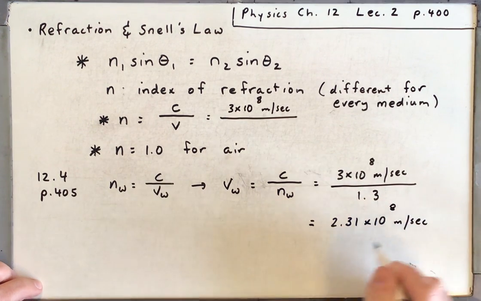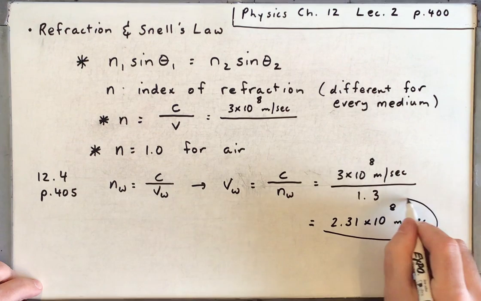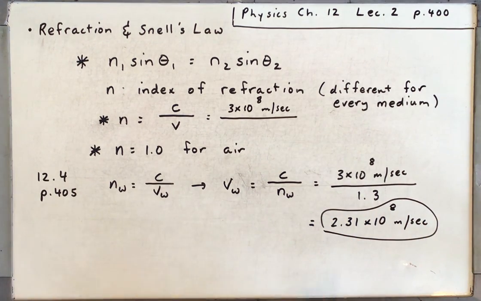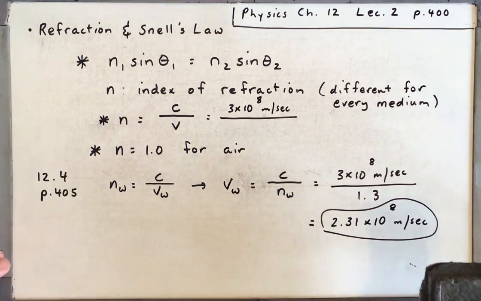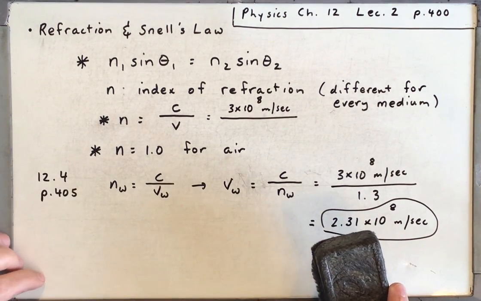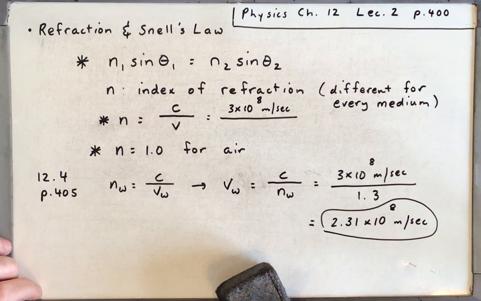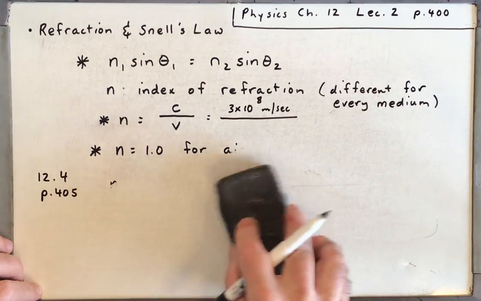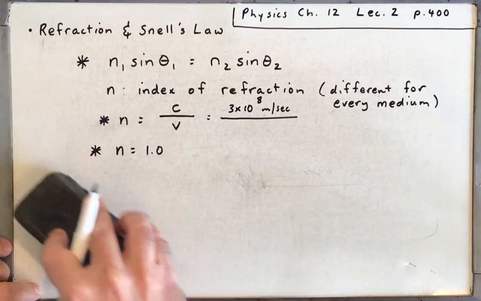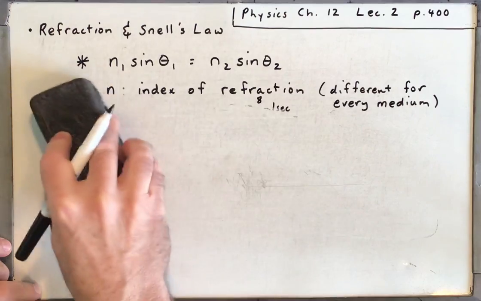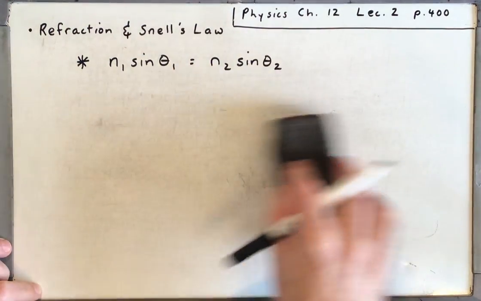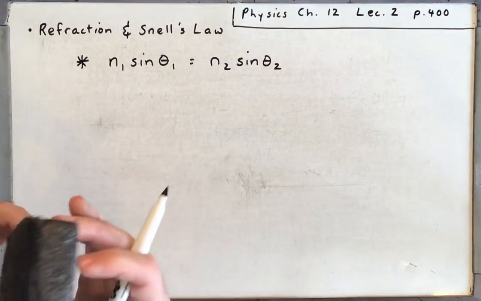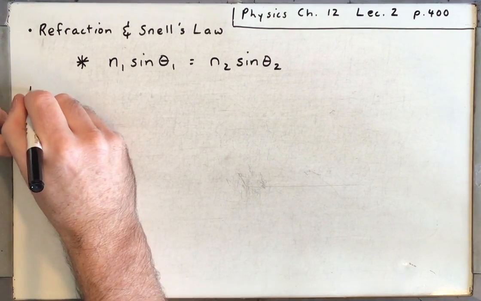So you can see light is quite a bit slower in water than in air. And that difference in speed is what causes it to bend. All right, pause if you need to, and let's do 12.5.